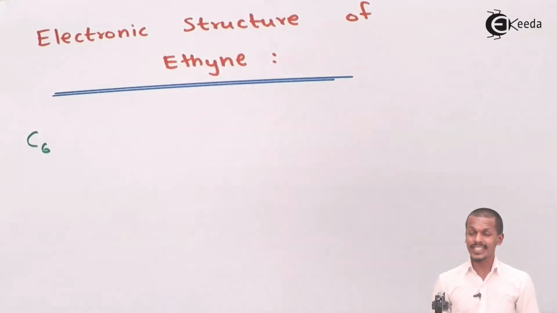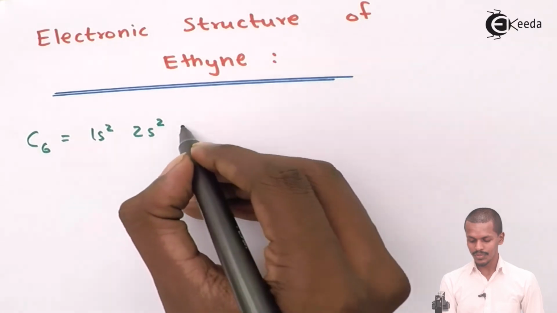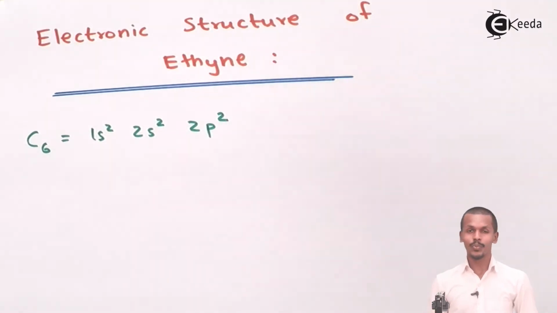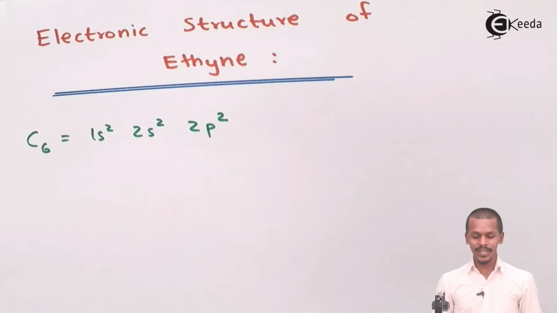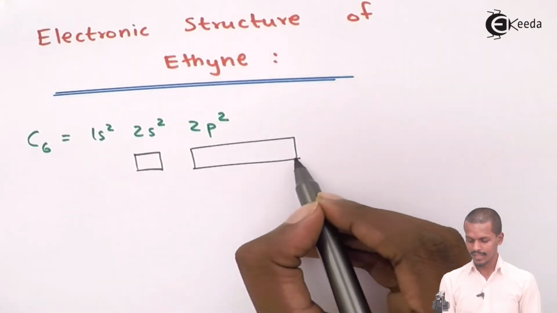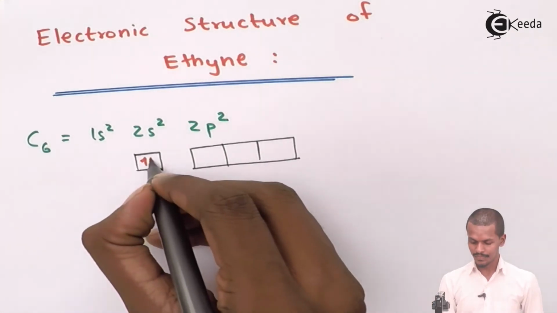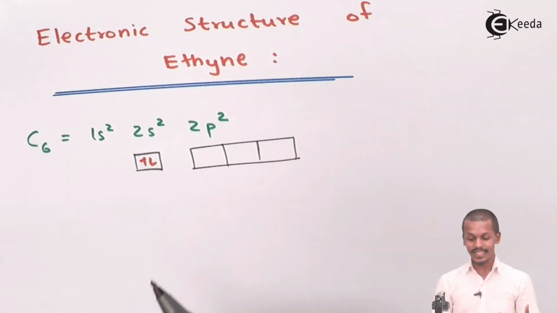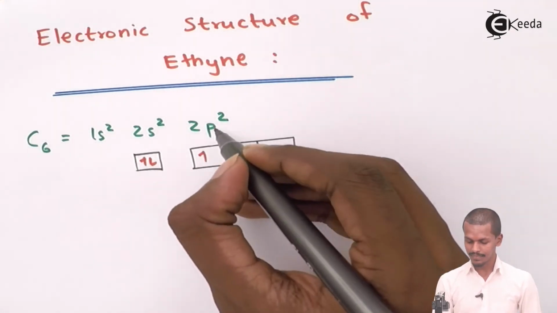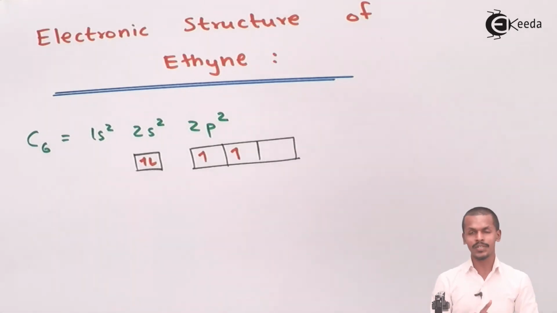For that, we know that carbon has an atomic number of 6, so we can write it as 1s2, 2s2, 2p2. In the form of orbitals, the s orbital consists of two electrons, as you can see over here. The p orbitals, in this case, also have two electrons. So during the formation of a bond between one carbon and another carbon atom, the carbon-carbon triple bond takes place.